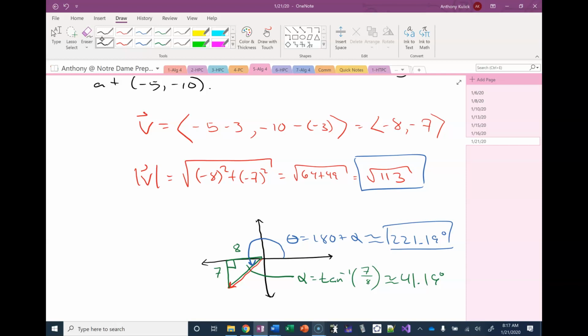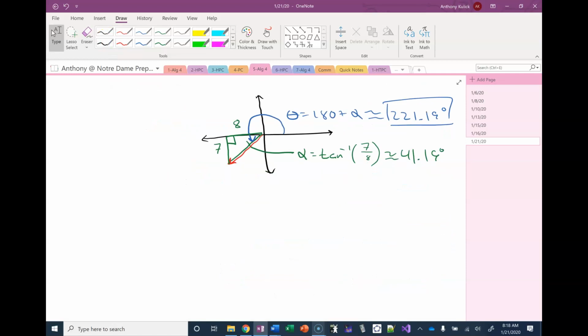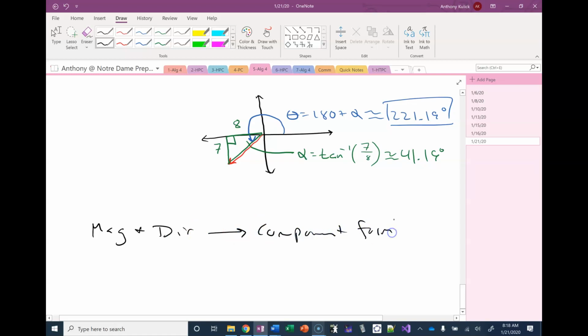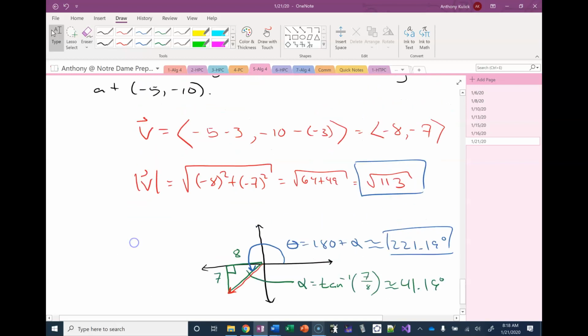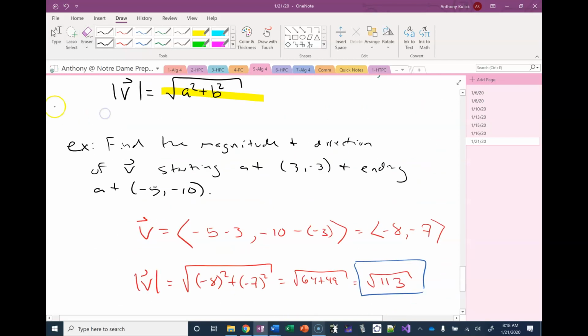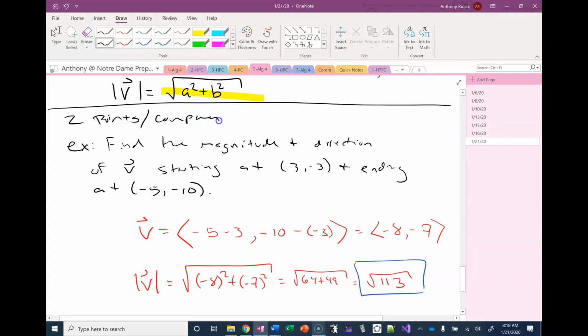What if I want to go the reverse direction? What if I want to go from a magnitude and direction into component form? And maybe we could write that in here above this example also. So this was 2 points / component form to magnitude and direction is what this example basically showed us, right?